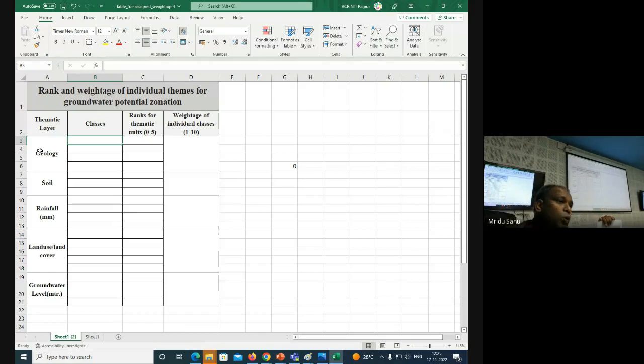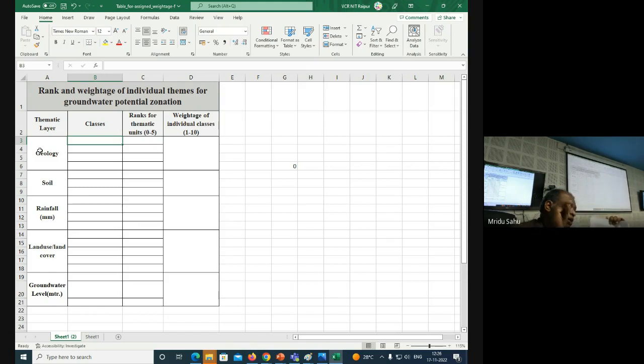Okay, so their geomorphology. If you are in central India, you have to give more weightage to the geology. So for example, we are taking geology first. For geology we have to give high weightage as compared to your soil, rainfall, land use, land cover and groundwater level. This weightage we have to assign on a 1 to 10 scale, so whichever is maximum, we will give that.